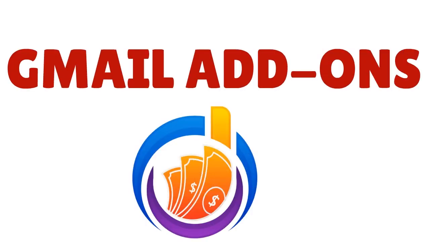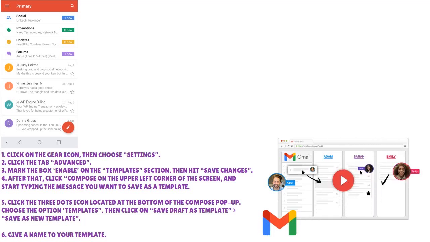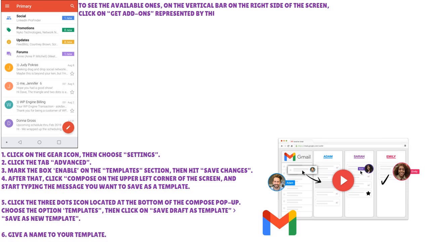Let me give you a few tips on Gmail add-ons to actually strengthen your Gmail usage. Okay, each person or team has its processes while working inside an inbox, right? That's the main reason why Google allows you to personalize the experience inside Gmail using add-ons. Okay, so to see the available ones, on the vertical bar on the right side of the screen, click on Get Add-ons, represented by the plus symbol.